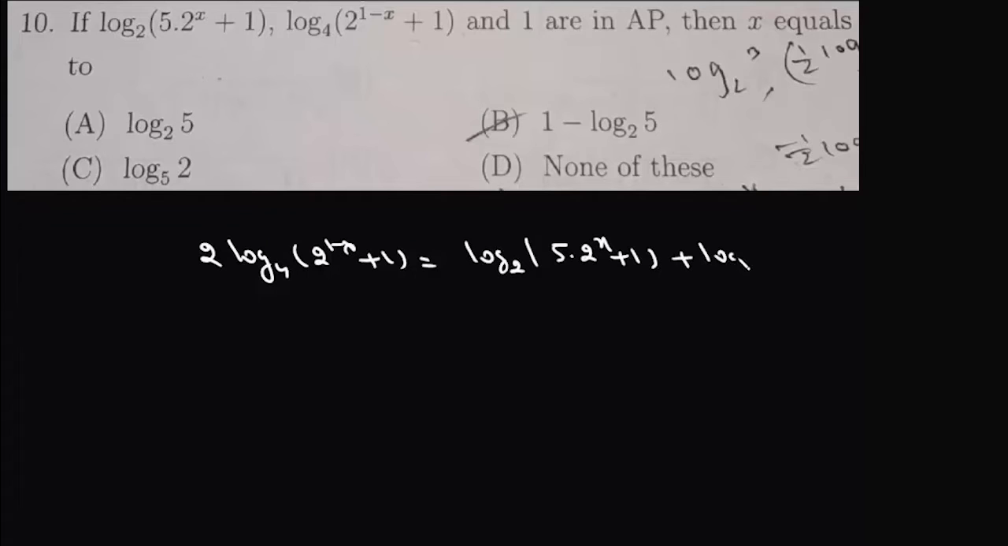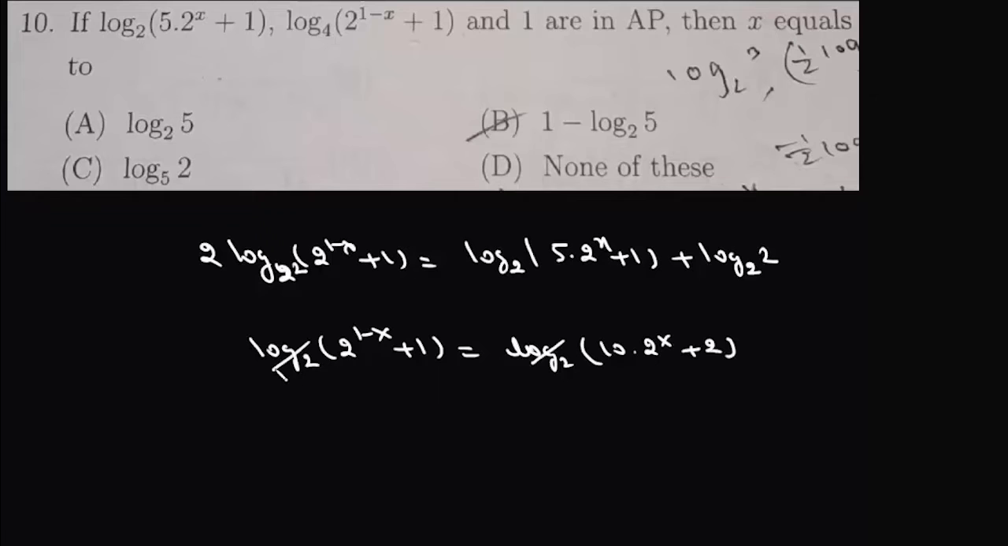In question number 10, we are given that these three numbers are in AP. We have to find the value of x. Now this is 2 log base 4, and this is 2 to the power 1 minus x plus 1, and this is log 5 into 2 to the power x plus 1 plus 1, and we can write 1 as log 2 base 2. Now this is 2 square, and we know that when the power of the base comes out, it comes out as reciprocal. So 2 upon 2 will cancel. So we'll have this as log to the base 2, 2 to the power 1 minus x plus 1, and log m plus log n is log m into n. So there will be 10 into 2 to the power x plus 2.